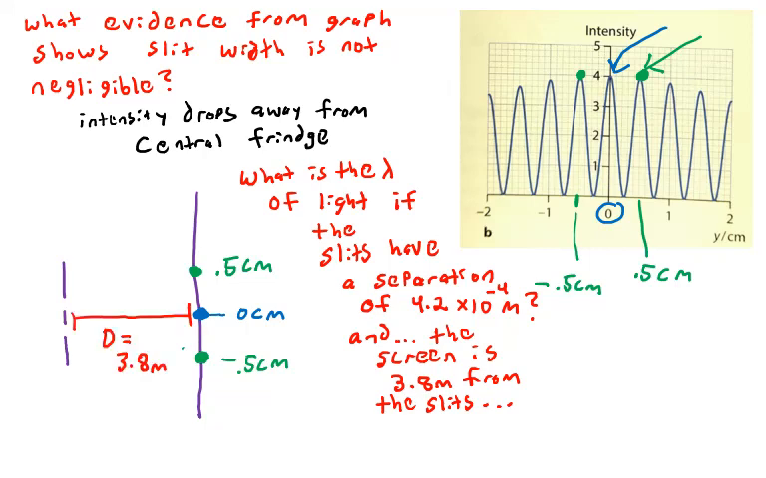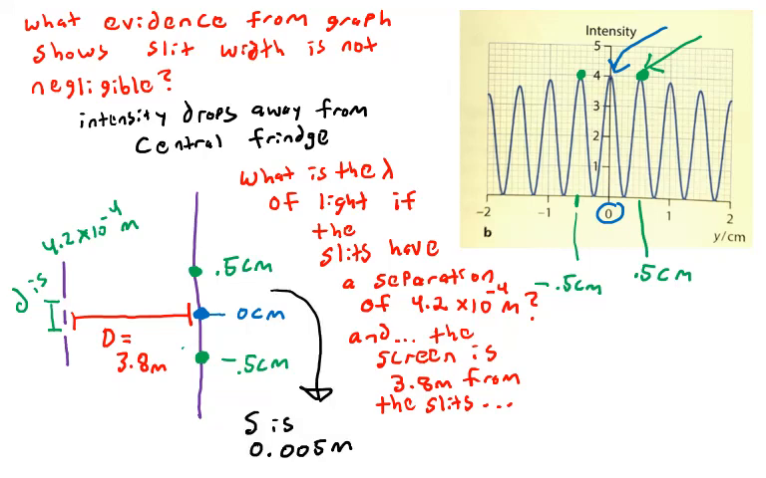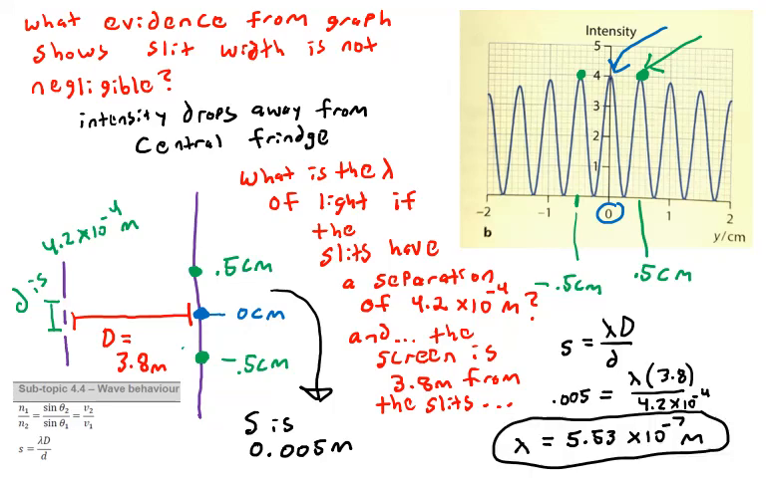Okay. So D is how far the slits are away from the surface. Lowercase d is the distance between the slits, 4.2 times 10 to the negative 4th meters. And S, how far apart those are, is 0.005 meters. And we have our equation there. And we can find our wavelength, 5.53 times 10 to the negative 7th meters is the wavelength.